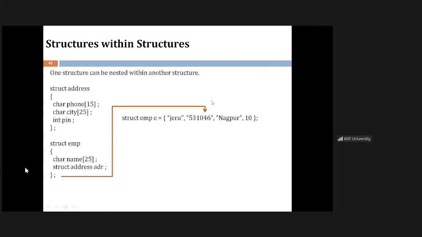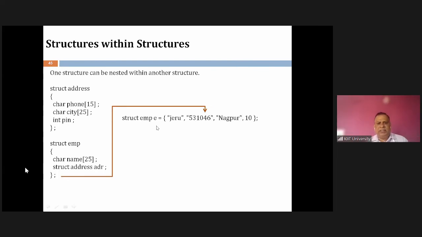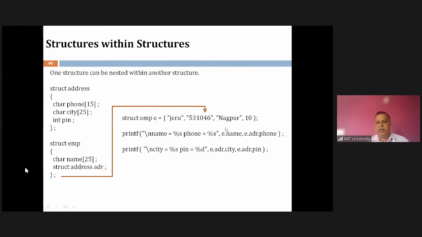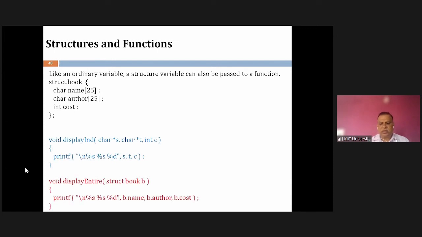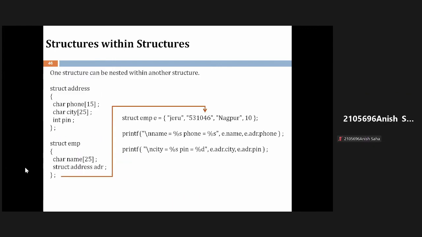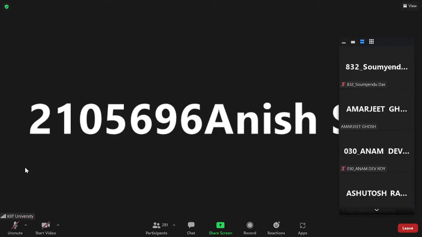So this is a structure variable declaration. I can initialize E by writing the name, and then for the address I have to give 3 data: phone number, city and PIN. Then I want to display this. This is also another program you must do. Then structure and function I'll discuss in tomorrow's class. But before that, let me discuss a small thing.